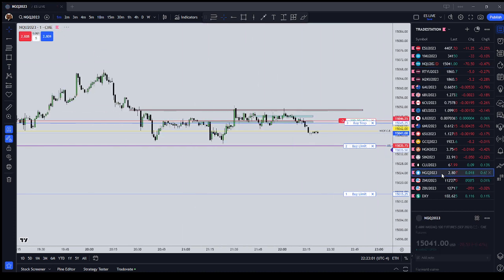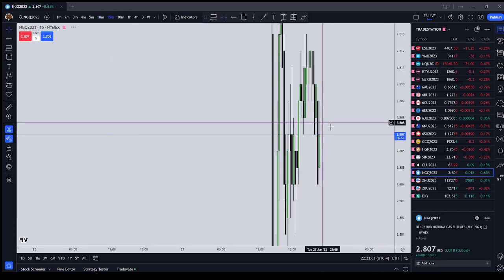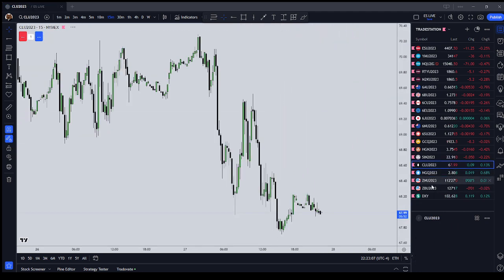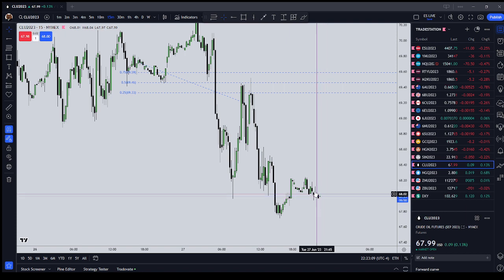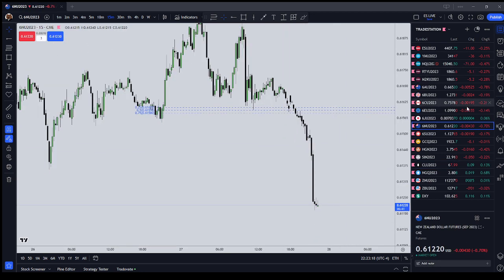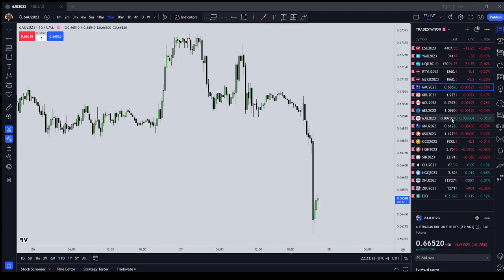Now, the only reason that it's not smothering natural gas so much is because this is just not the session when natural gas is even going to trade at all. It is smothering crude oil a little bit, even though this is way outside of crude oil's active hours. You see, it's very much smothering the markets that are active right now. New Zealand is smothered. Australia is smothered.